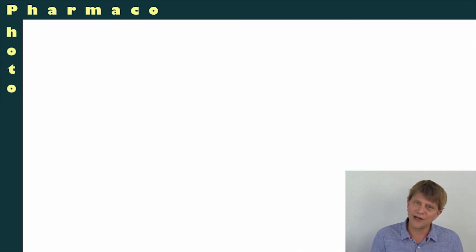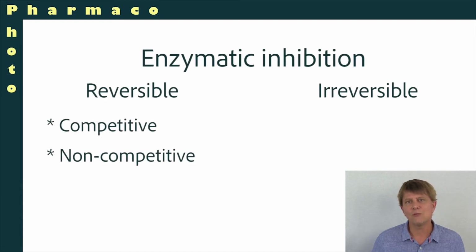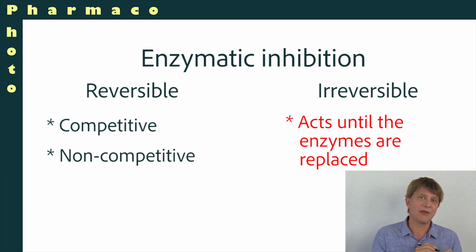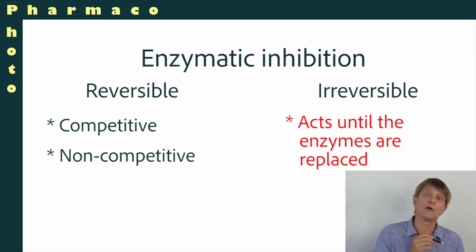So, in summary of this lesson, we have two major classifications of enzymatic inhibitors, the reversible inhibitor and the irreversible inhibitor. And the main difference between the two is the reversible inhibitor will last only as long as the medication is in the system. And the irreversible inhibitor acts on an enzyme in a way where the action of the medication is going to be around until those enzymes are replaced.